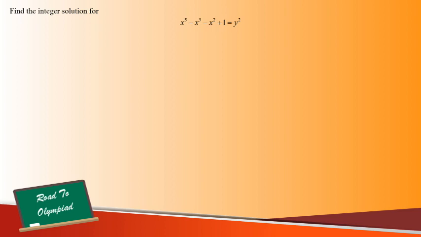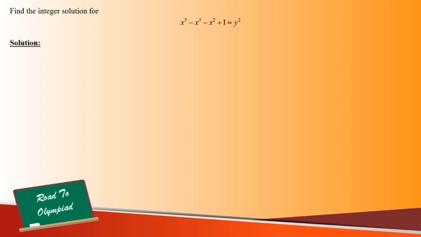Welcome to RTO. Consider the following problem. Find the integer solution for x to the power of 5 minus x cubed minus x squared plus 1 is equal to y squared. Pause the video if you would like to give this problem a try, and when you are ready, keep watching to learn how to solve this.